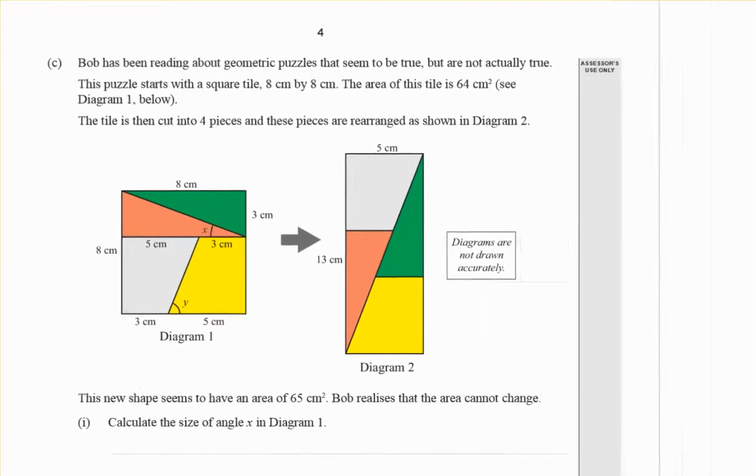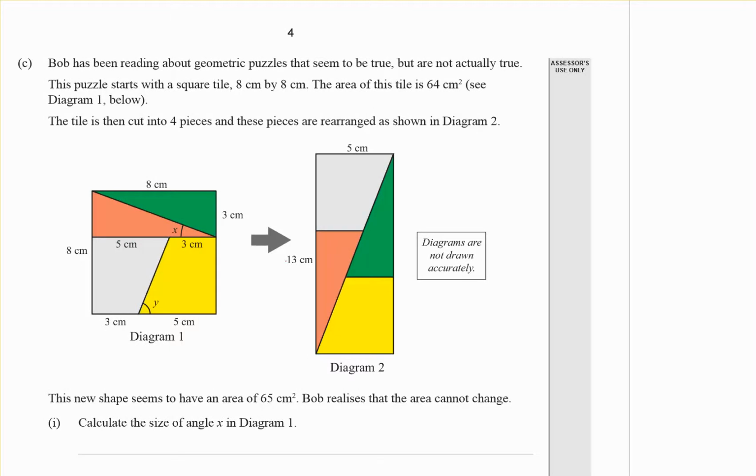Right, and carrying on, part C, we've got a bit of a puzzle, some pieces moved around.